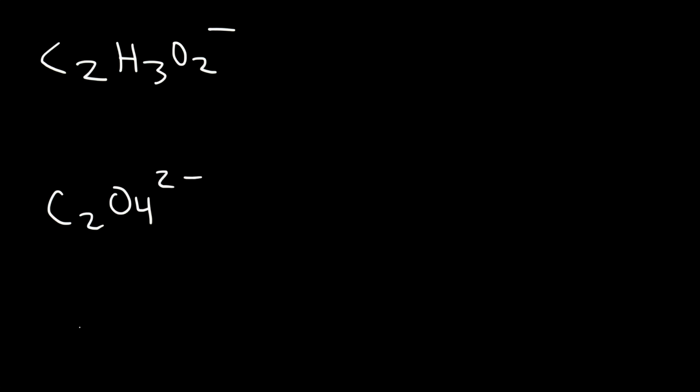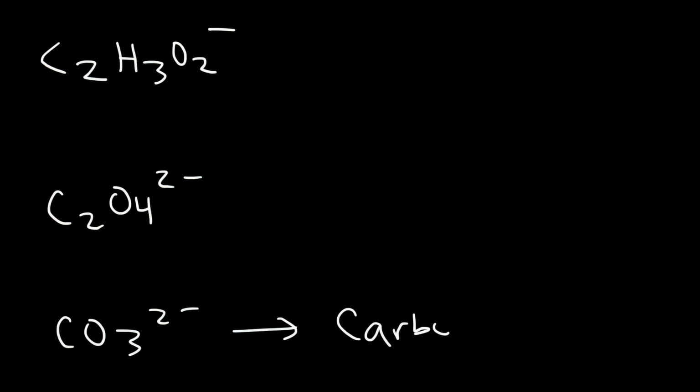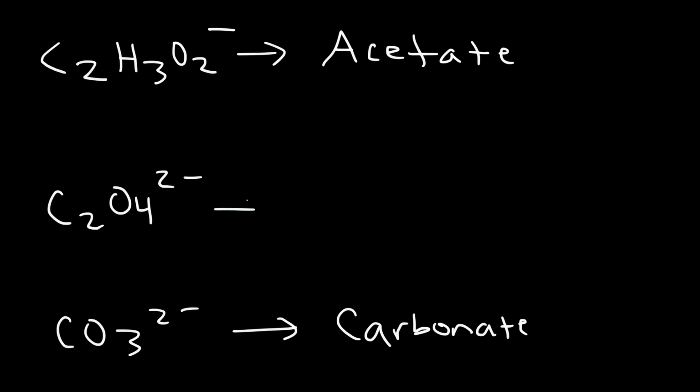Now what about these two ions? C2H3O2-, which is a common one, and also C2O4 2-. And don't confuse it with CO3 2-. You know CO3 is carbonate. C2H3O2- is called acetate. And C2O4 2- is known as oxalate.